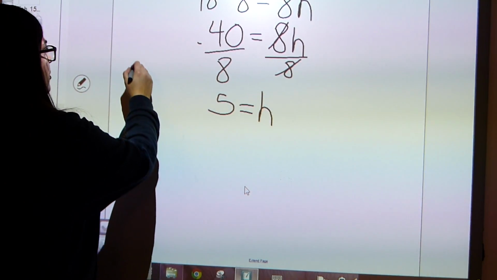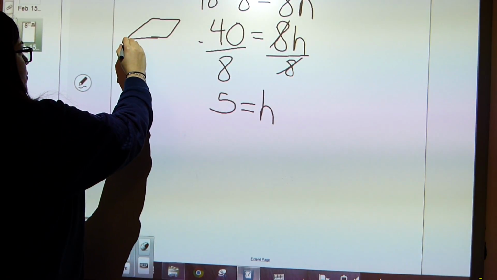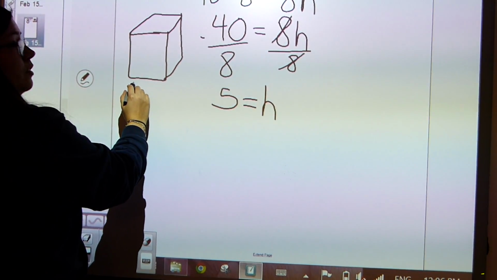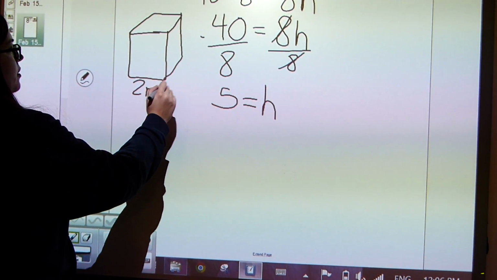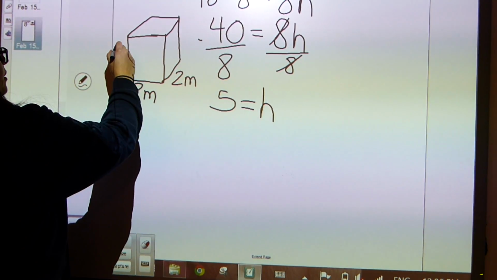So if we draw the rectangle again, okay, so that's 2 meters, 2 meters, and now you know your height is 5 meters.